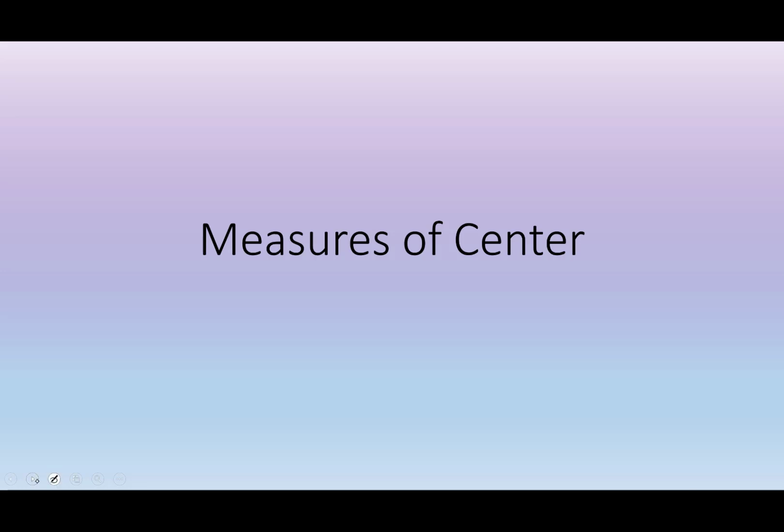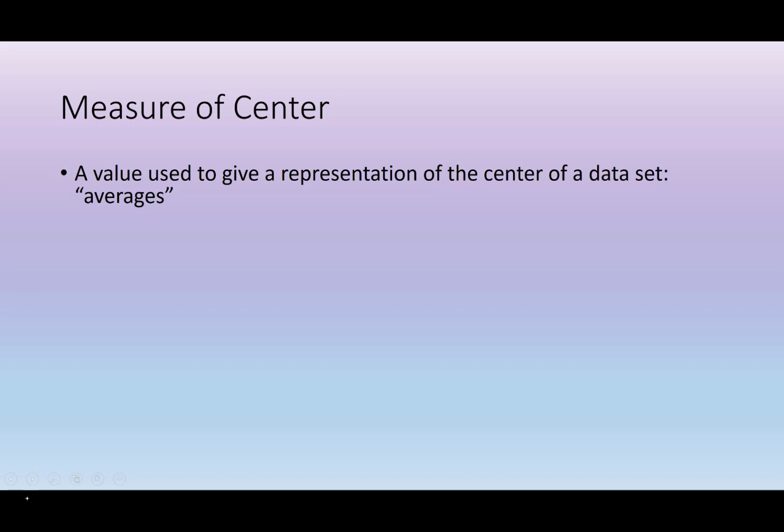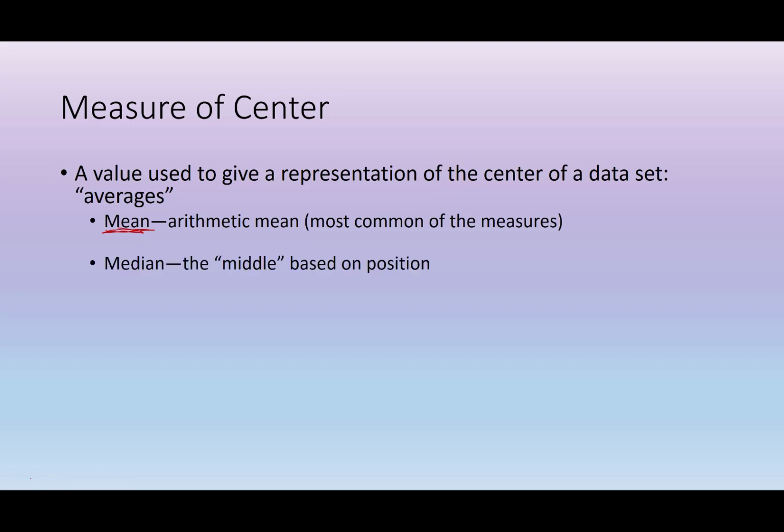We're going to take a quick look at the common measures of center for a data set. So a measure of center is really just a value that gives us an idea of where the middle of our data set is. Together these are called the averages. The first one that we're going to look at is the mean. This is the most common one that people think about, and it's the arithmetic mean. For most people, when they hear the word average, they're probably just talking about the mean, where we add up all of our values and divide by how many values we have.